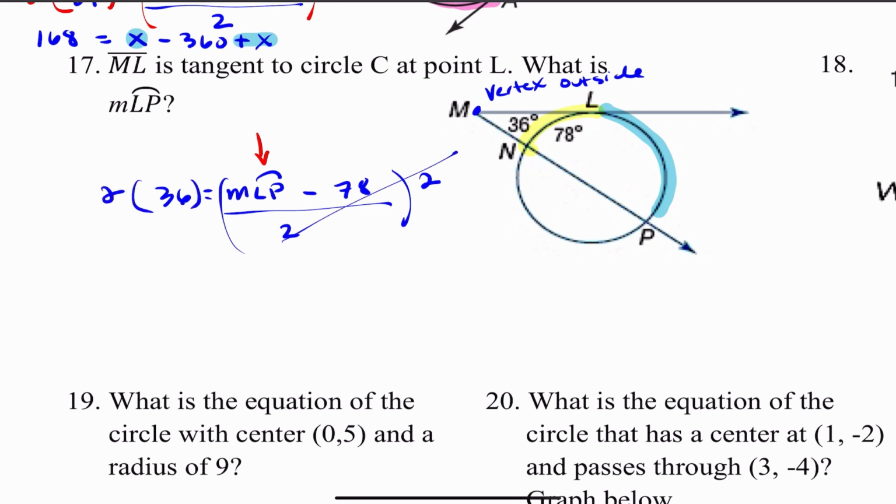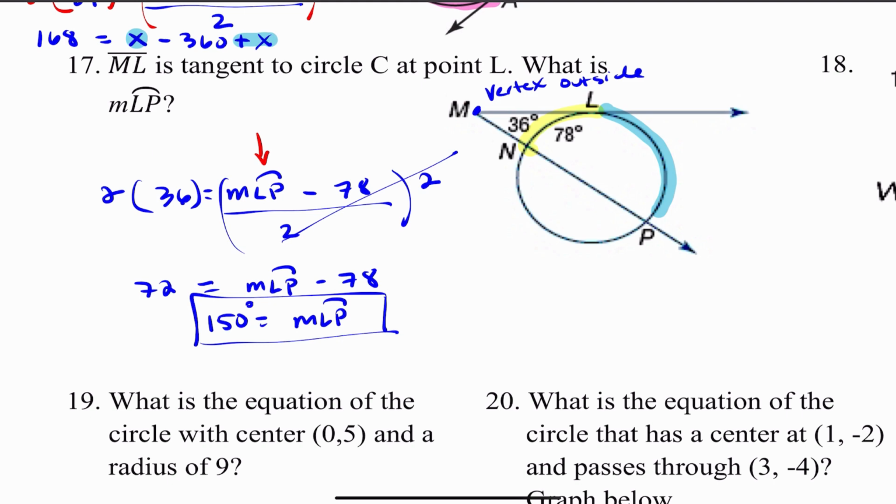So I have 72 equals the measure of arc LP minus 78. And if I add 78 to both sides, I get 150, which is the measure of arc LP. And that's my answer.